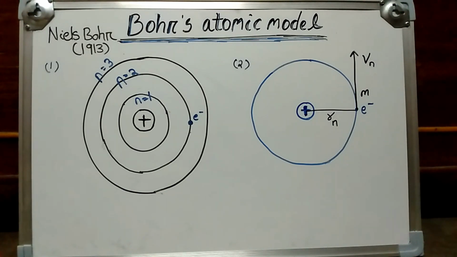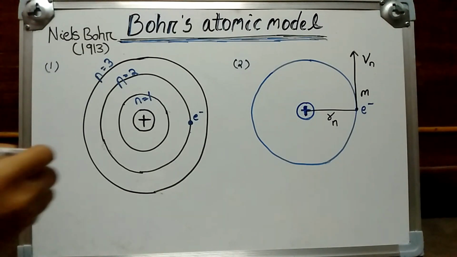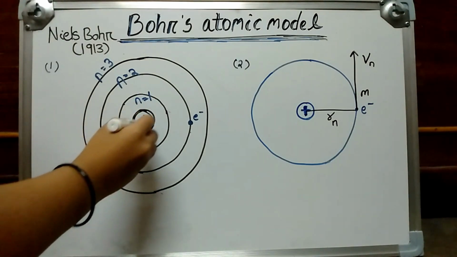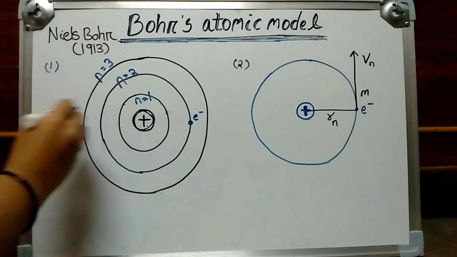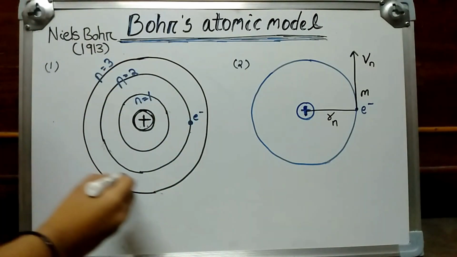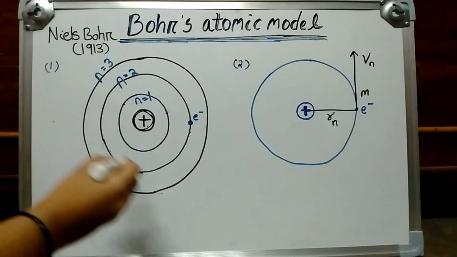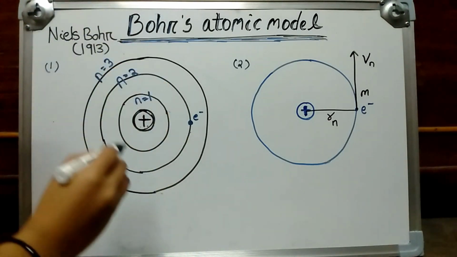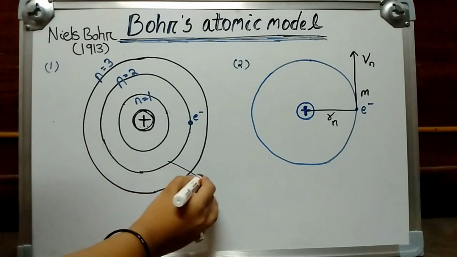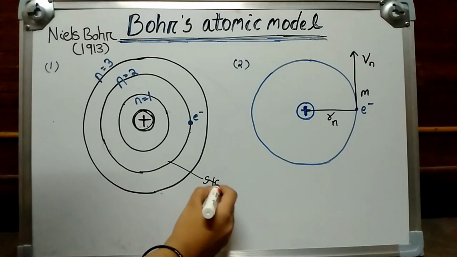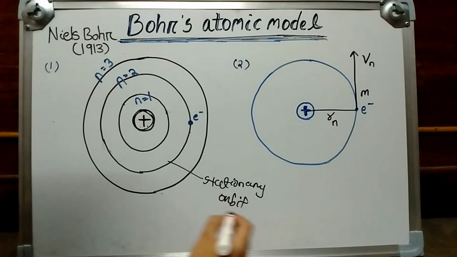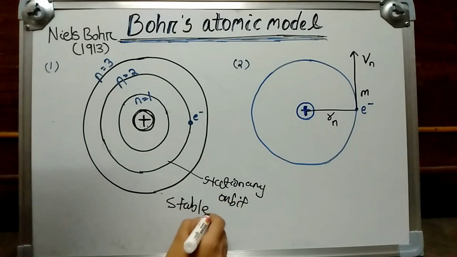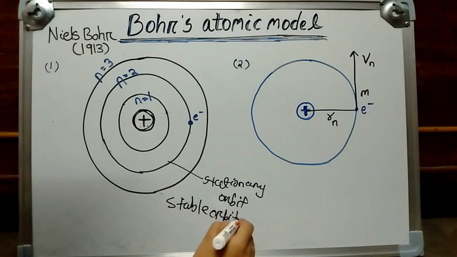The first postulate is that all the positively charged particles are gathered at the center. That center is called the nucleus, the same as in Rutherford's model, and electrons revolve around the nucleus in a fixed circular orbit. That fixed circular orbit is called a stationary orbit or stable orbit.